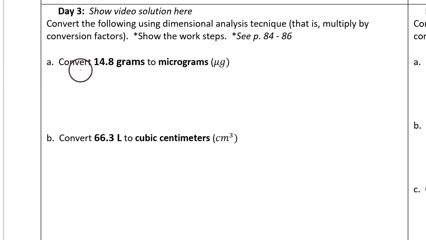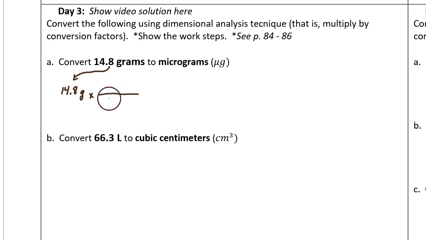So question A, convert 14.8 grams into micrograms. To do a conversion problem, you take whatever the known measurement is, in this case the 14.8 grams, and you write it down first. Make sure you're including the little unit label. Then write times and draw a fraction line.